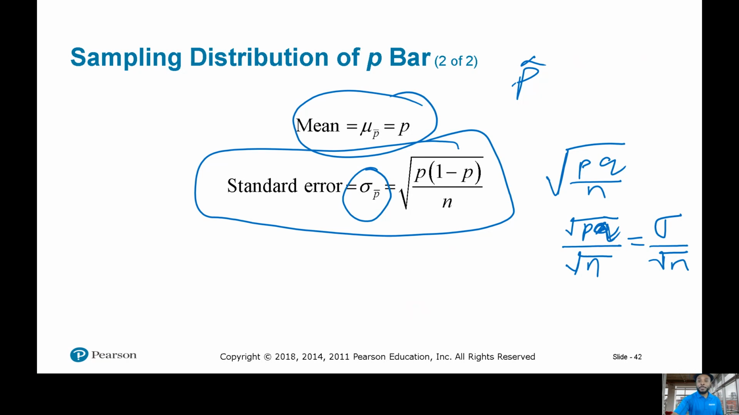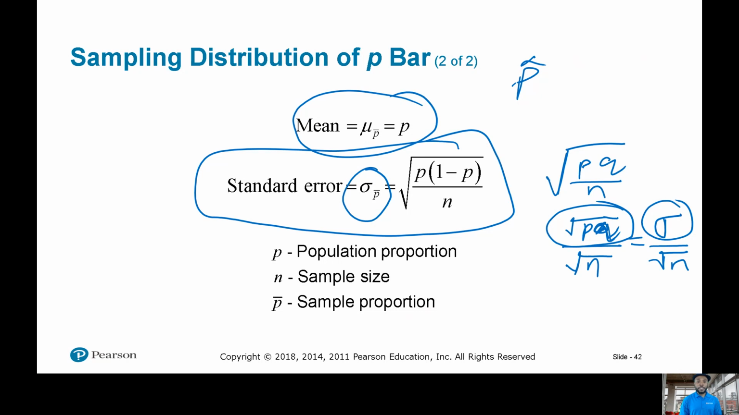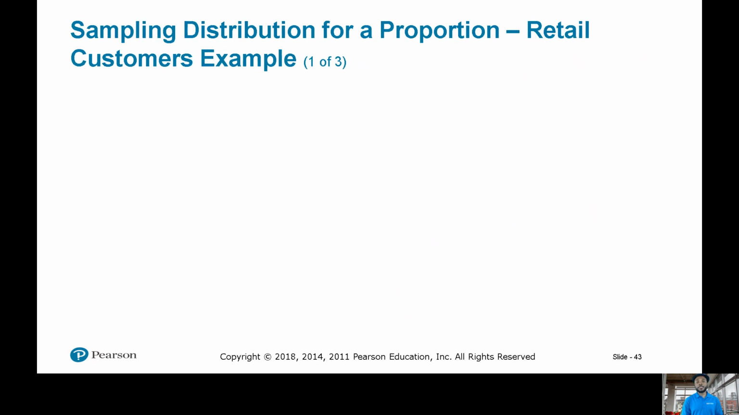So it's similar, because we recall from the last two chapters that sigma in terms of proportion is equal to the square root of P times Q. I just wanted you to see the similarity, and putting it this way, maybe you will not forget. So P is a population proportion, N is a sample size, and P hat is the sample proportion.